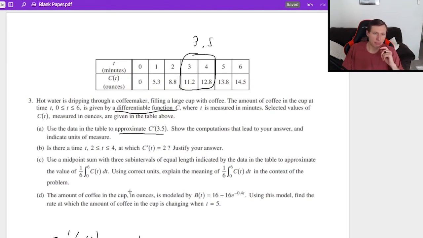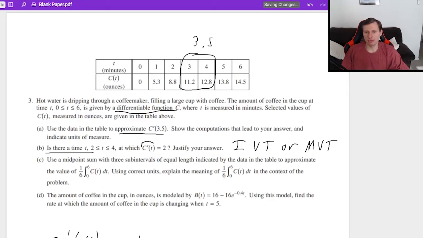Easy peasy. Part B, is there a time t between 2 and 4 at which c prime of t equals 2? Justify your answer. Whenever I want to know, is there a time, or justify that there's at least one time, or anything where it says something like this, it's either going to be the intermediate value theorem or the mean value theorem. How do I know which one it is? If it's a derivative, then it's mean value theorem.